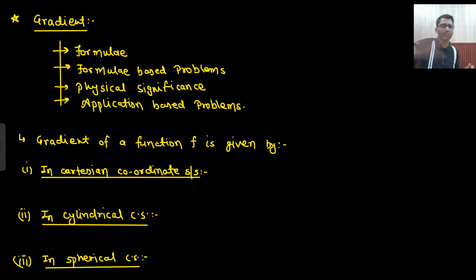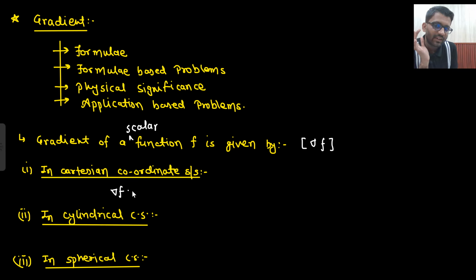So let's write down the formula first. The gradient of a scalar function f is given by del f, not dot, del f. This is how it is given. Different coordinate systems have different formulas. So for the Cartesian coordinate system, what is the formula? Here I will write it down for the Cartesian coordinate system. You will have to remember it actually. So this is a scalar field function, so this will come as it is.